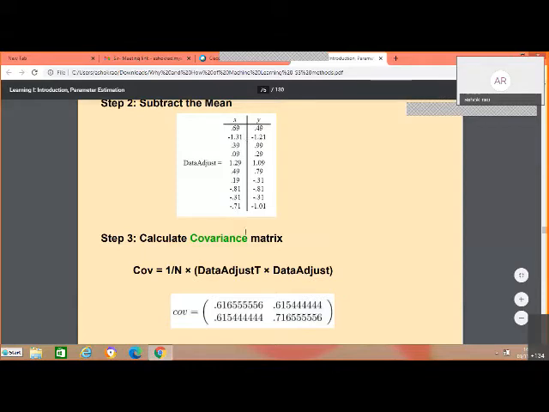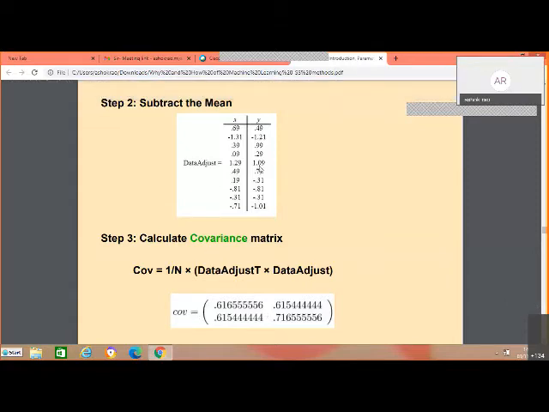Take the data adjust transpose. This is 10 cross 2. The matrix is 10 cross 2, 10 rows and 2 columns. The transpose is 2 cross 10. So 2 cross 10 times 10 cross 2, and divide by 10, which is a scaling factor. You get 2 cross 2. 2 cross 10 into 10 cross 2 will give you 2 cross 2. This is the covariance matrix, the covariance of the data matrix.